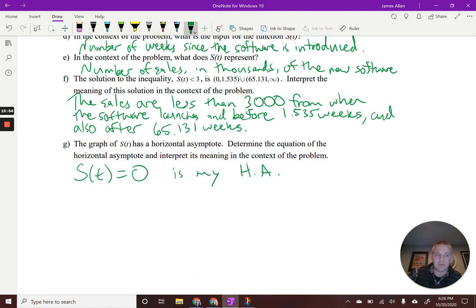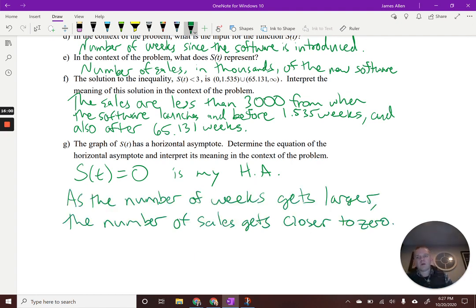When they purchase it, they find it somewhere, so somebody bought it. So it's never really approaching 0 sales. Get what I'm saying there? All right, let's jot that down in a formal way. And there we have it, folks. As the number of weeks gets larger, the number of sales gets closer to 0. I think that's clear and concise.